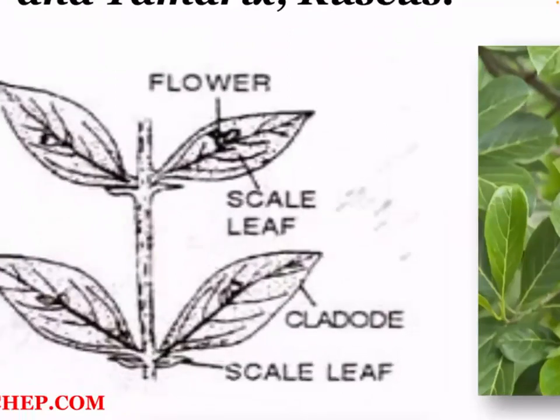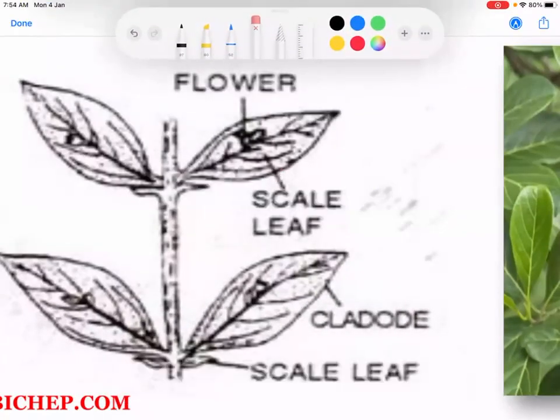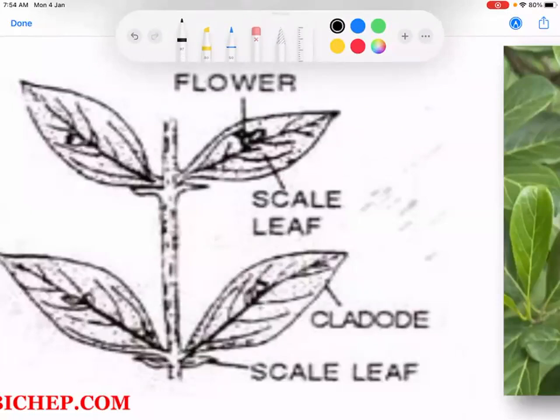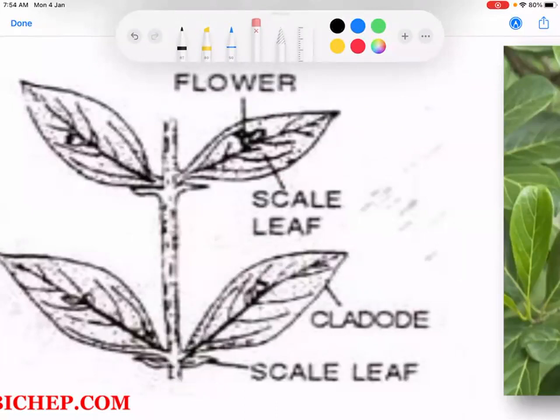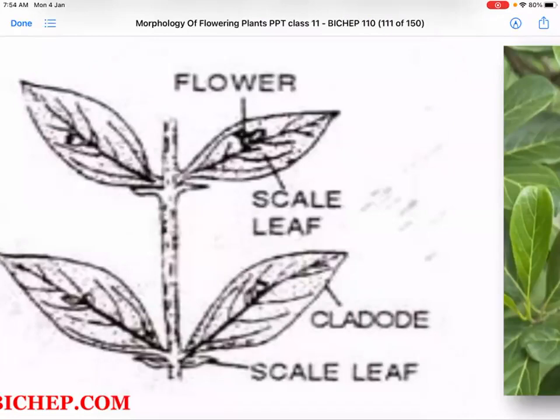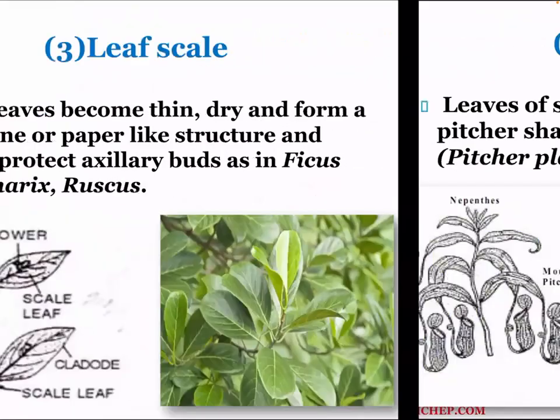Now, if you see here in the diagram, this is the main leaf, and above it is a scaly leaf. It is the extra leaf which is produced. It is called scale leaf.